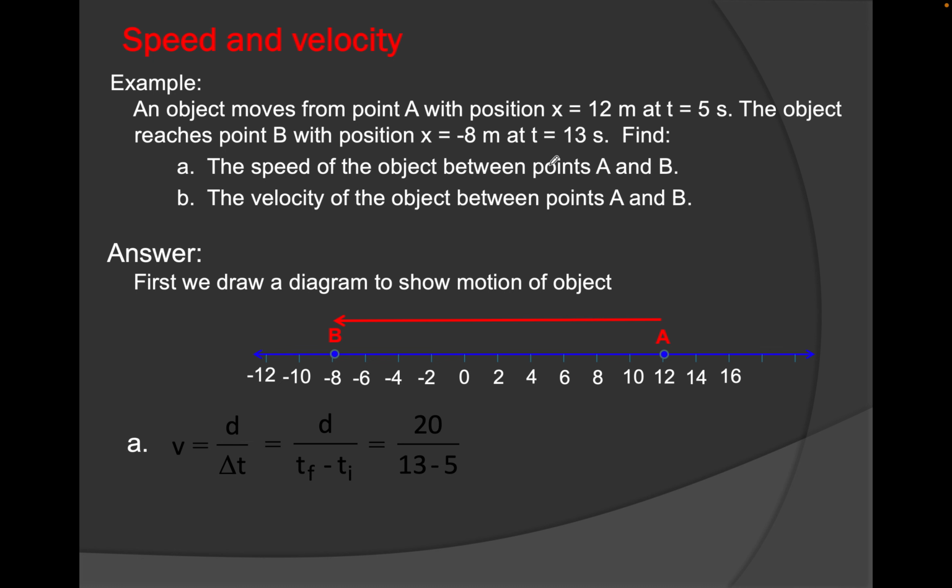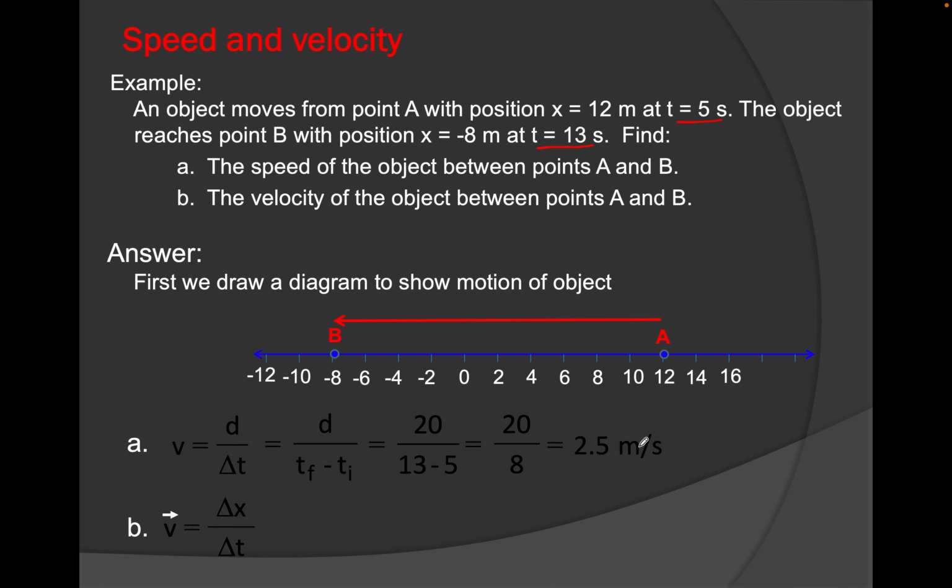Remember I said in the previous lesson, if you're given 2 times, you will just simply subtract them in this case. So I will subtract the times. Final minus initial, 13 minus 5. This is always going to be a positive number because it's a scalar anyway, time. 20 over 8, you'll get your answer, 2.5 meters per second. That's the unit, meters per second.